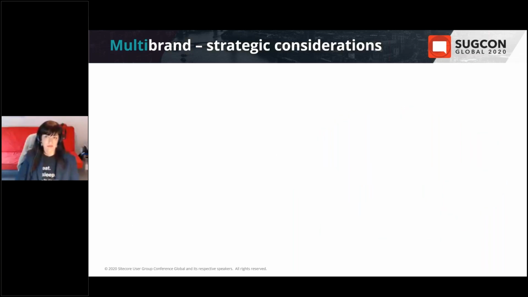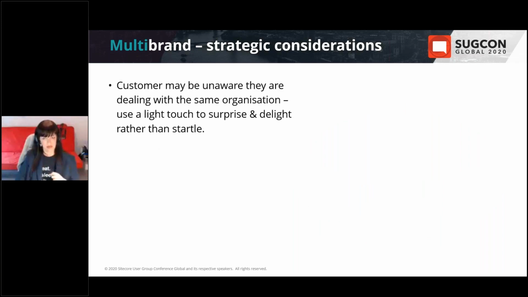For starters, always be aware that the customer may be unaware that they're dealing with the same organization. There are some extremely large multi-brand organizations in the world. When you're dealing with a particular brand that is part of that organization and then you go to another one, you might not be thinking, I am part of X multinational. You're just thinking, what? So you want to use a light touch here. Really use a light touch. Surprise and delight rather than startle.